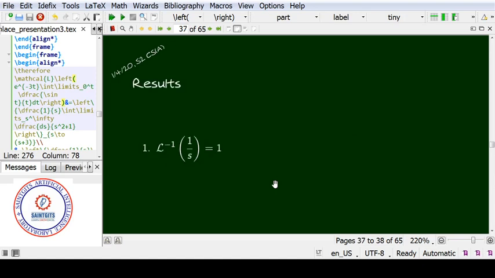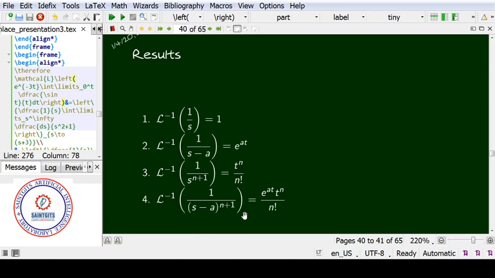The first result, we know that L of 1 is 1 by s. So L inverse of 1 by s is 1. Then L of e raised to at is 1 by s minus a. So L inverse of 1 by s minus a is equal to e raised to at. Whenever you see 1 by s minus a, then automatically you think that its inverse is e raised to a into t. Then L inverse of 1 by s raised to n plus 1 is equal to t raised to n by n factorial, since s power gives Laplace transform of t raised to n.